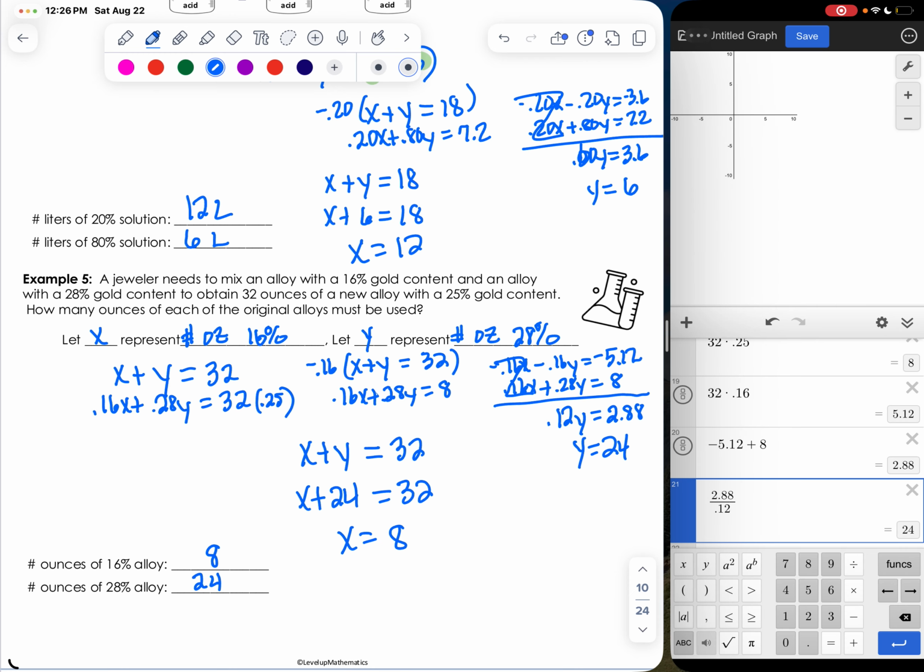And that concludes today's lesson, solving word problems involving systems of two equations.